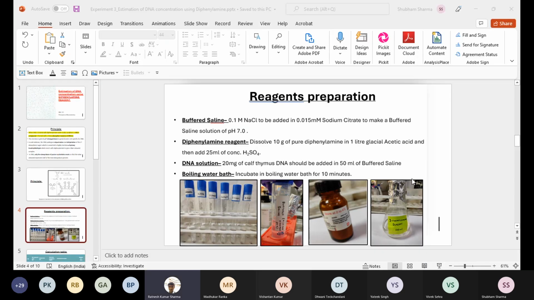Sir, is it 20 mg of calf thymus DNA, or is it a dilute solution of calf thymus DNA?